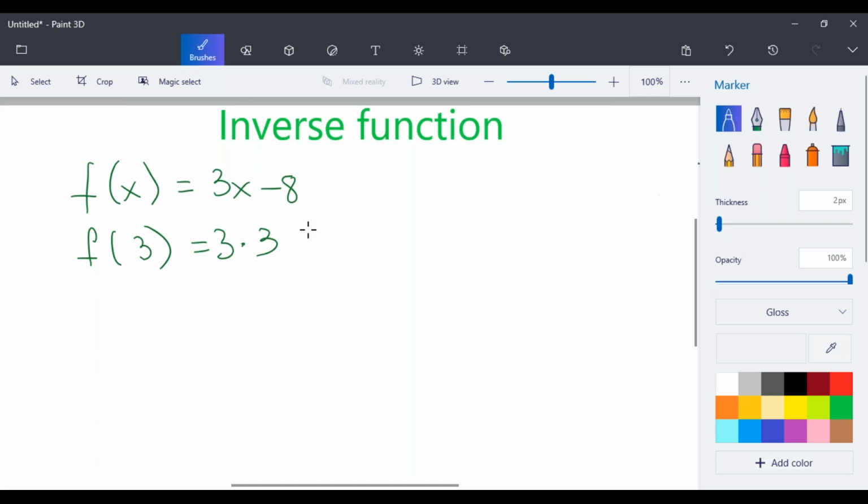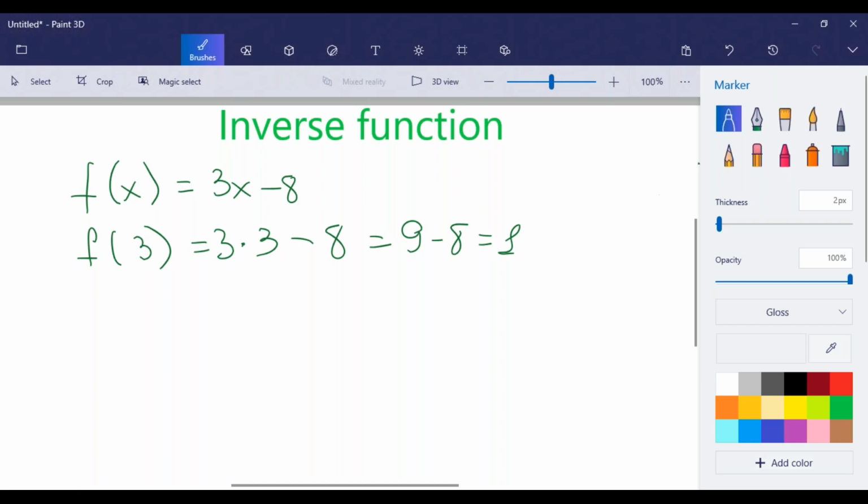So guys, what's f(x) equals 3x minus 8, yes? So what's f(3)? It will be 3 multiplied by 3 minus 8. 9 minus 8 is 1. But what about the inverse one?